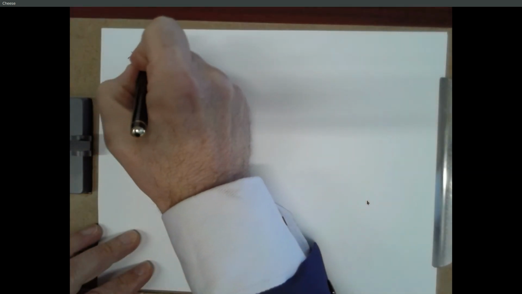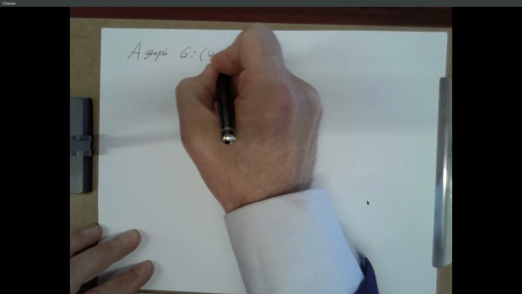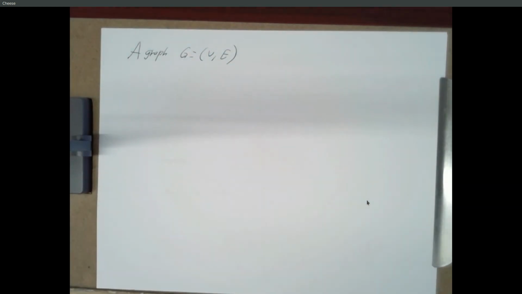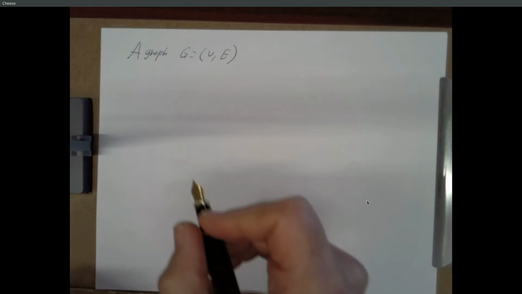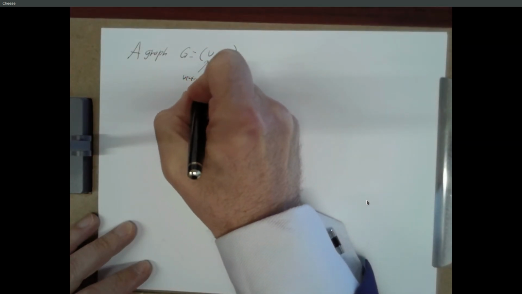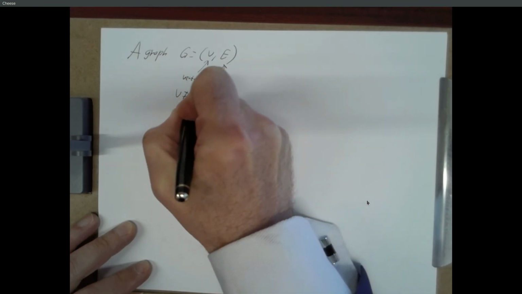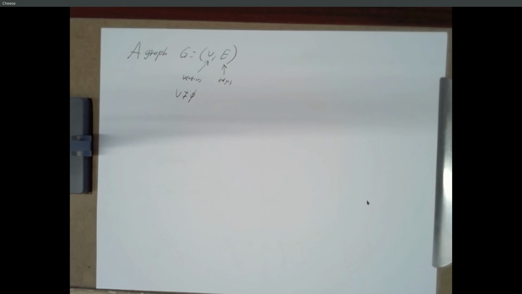So a graph is an ordered pair of sets V and E. V is a set of vertices, E is a set of edges. And V cannot be the empty set. You've got to have at least one vertex. But you don't necessarily need any edges.